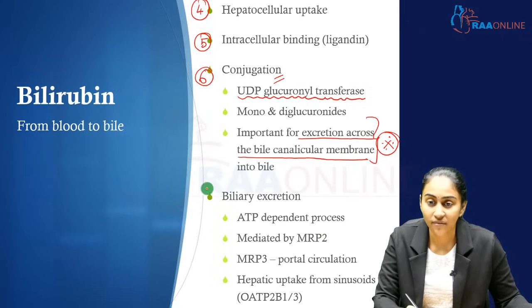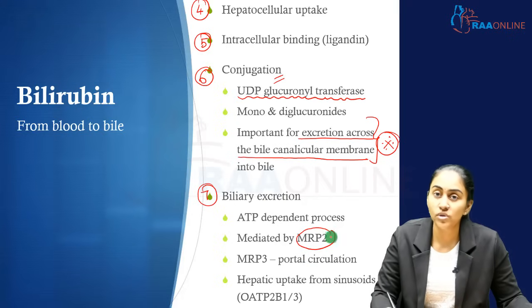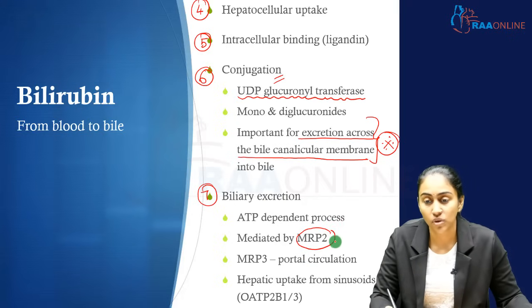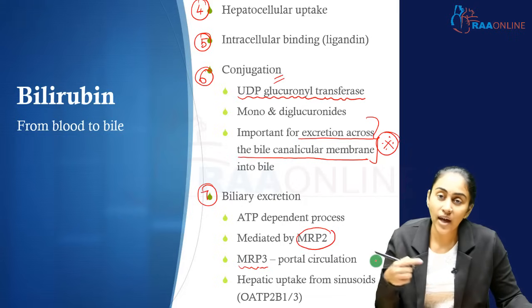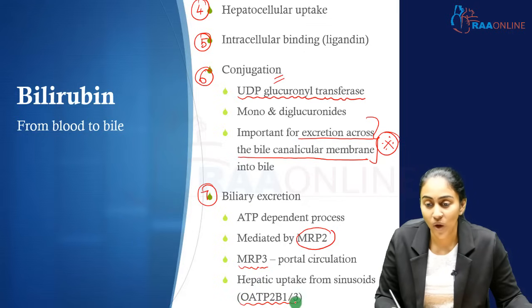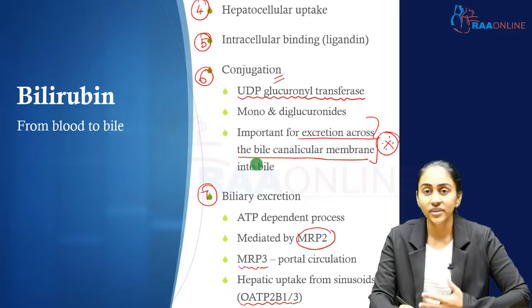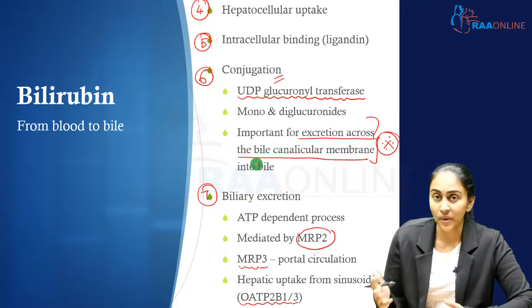And finally, you have excretion into bile. Now, excretion into bile is an ATP dependent process. This is mediated by a protein called MRP2. What is MRP2? It is multi-drug resistance associated protein 2. In addition, there is another protein called multi-drug resistance protein 3, which facilitates portal circulation. So, the bilirubin is returned and finally hepatic uptake takes place from the sinusoids through these transporters, OATP2B1 and 3. So, this is in a sense a very quick version of the bilirubin metabolism.